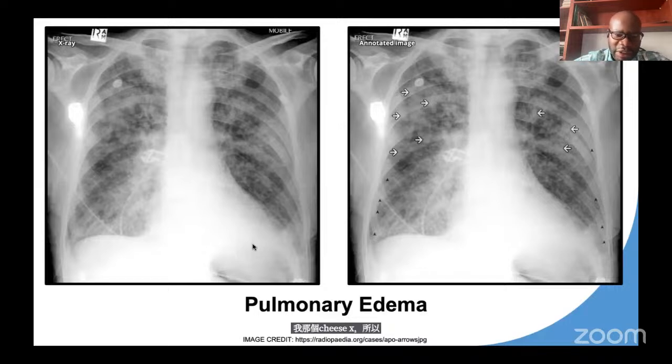So like this particular patient, we can safely conclude that the patient has got pulmonary edema, which, with all the history that we have got, is probably a cardiogenic pulmonary edema.